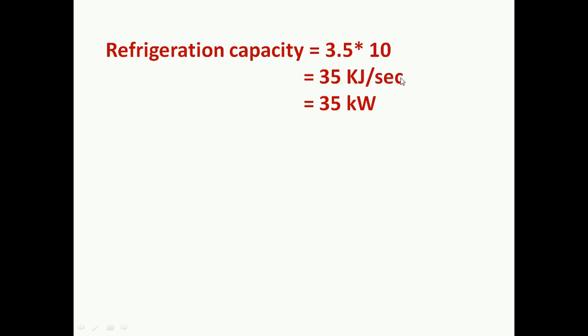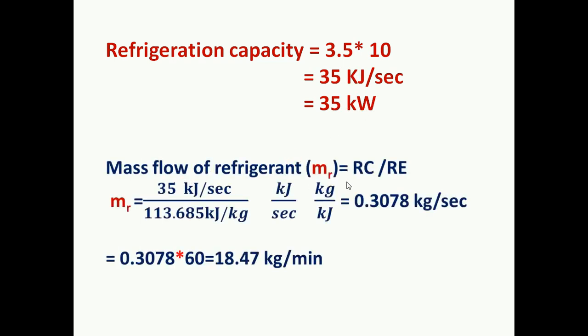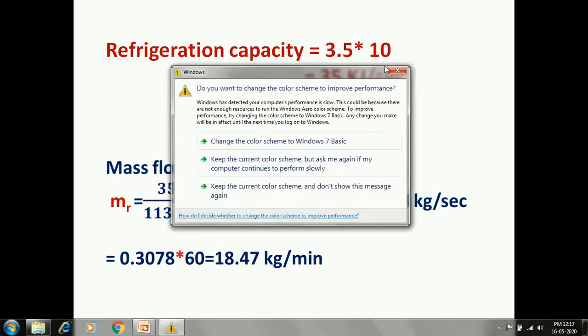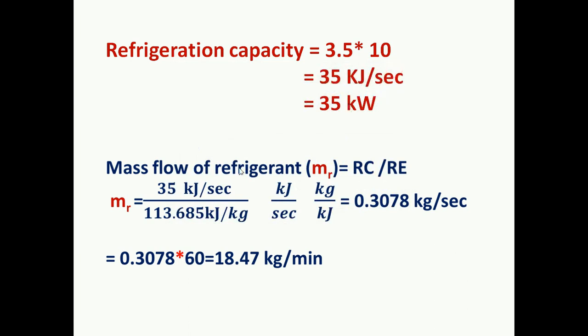This is 35 kilojoules per second, and 1 kilojoule per second is equal to 1 kilowatt. Therefore 1 joule per second is equal to 1 watt. Therefore 35 kilowatts. Mass flow rate of the refrigerant is nothing but refrigeration capacity divided by refrigeration effect. That unit balancing I am also showing here. Please observe carefully. Mass flow rate of refrigerant m_R is equal to 35 kilowatts, that is 35 kilojoules per second, divided by 133, this is the refrigeration effect.